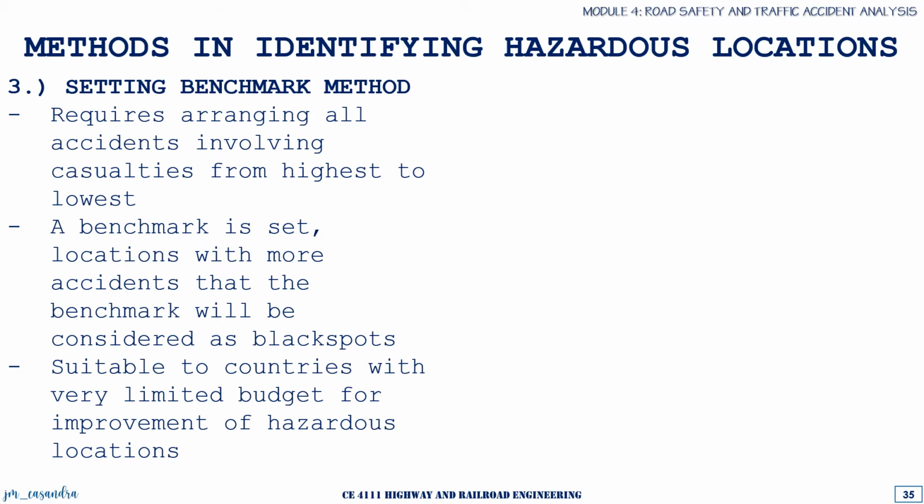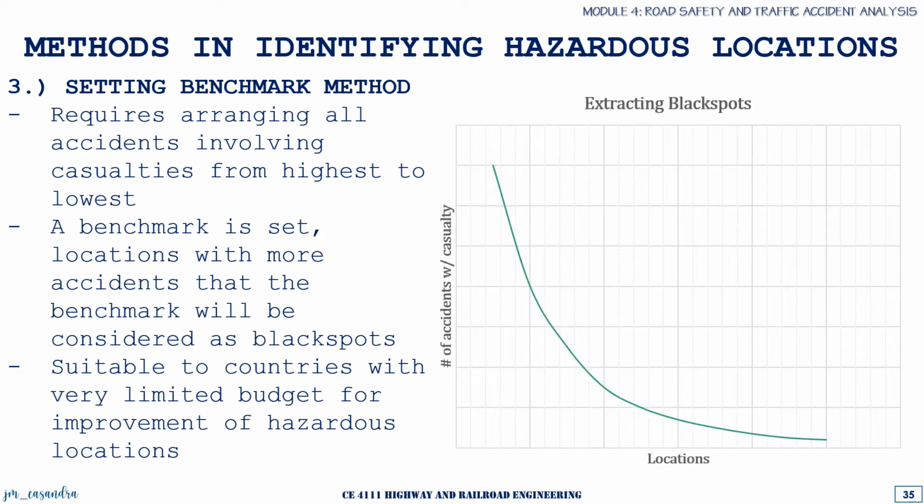So in the Philippines, kung pwede siyang applicable sa atin kasi hindi naman ganon kalaki yung budget natin with regards to road safety. Okay? So an example of this, so this graph, so if you arrange now your locations in terms of the number of accidents, so highest location here, and then followed by the next locations with lower number of accidents with casualties.